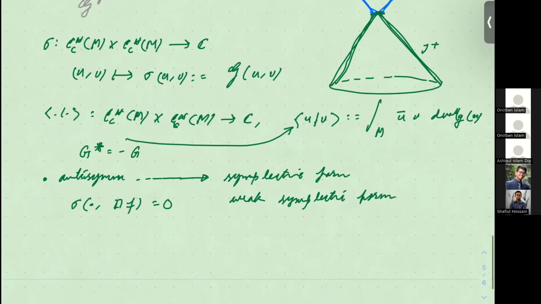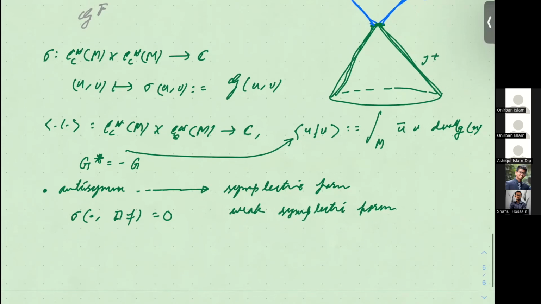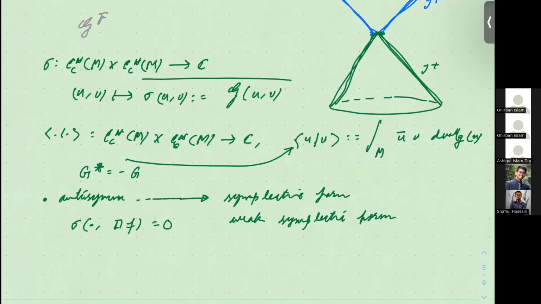Okay, so the Green's operator. I don't understand what your sigma is. Can you please explain a bit? I think I missed that point. This is a bilinear form out of the Green's operator, and since the Green's operator is antisymmetric by construction, sigma is also antisymmetric. But sigma is not non-degenerate, because it can be zero in this situation, and there is a generalized notion, and this is called a weak symplectic form.